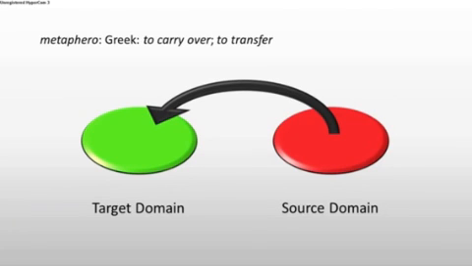Let me give you an example. Time. What is time? You see, we don't really know what time is, but somehow we want to talk about it. As you see here on the target domain, there isn't a picture of time, because you simply can't find one.